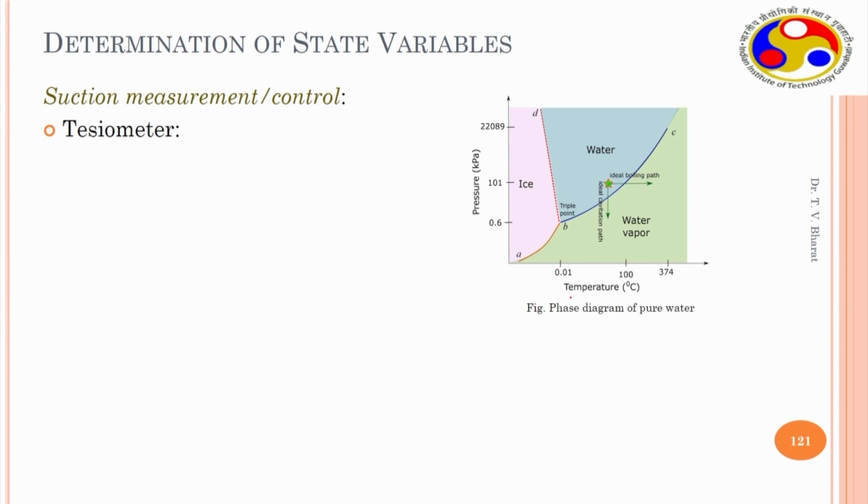So, with temperature on the x axis and pressure on the y axis, if you plot it, this is the phase diagram. It represents several phases. This is the water phase, this is the vapor phase, and this is the water phase.